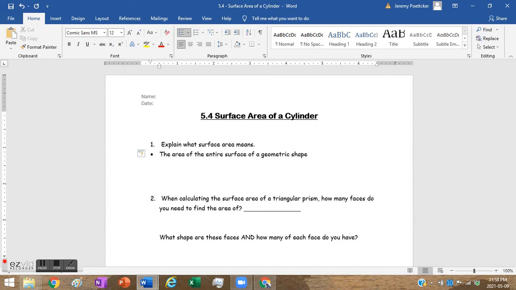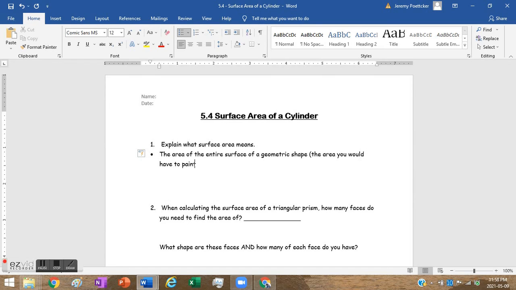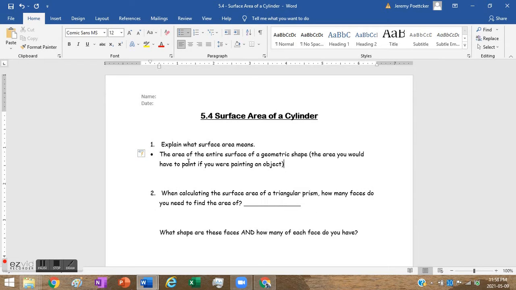You could also think of it in terms of the area you would have to paint if you were painting an object, right? Generally, there's not a whole lot of challenge in terms of the concept.